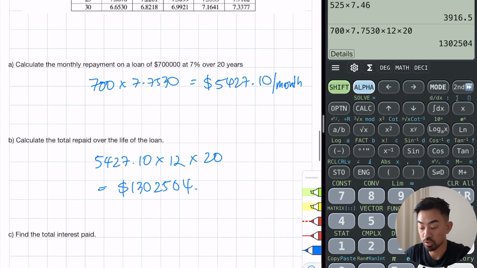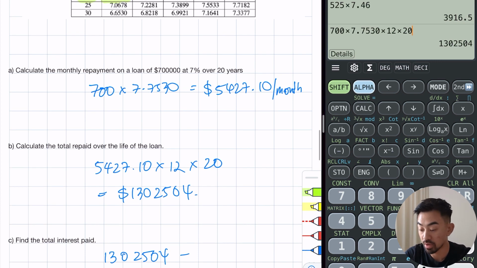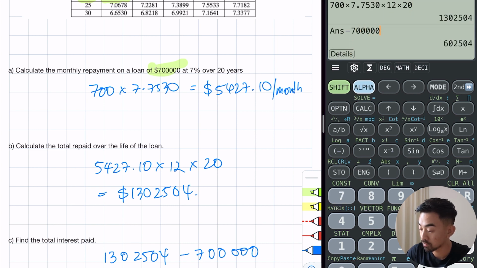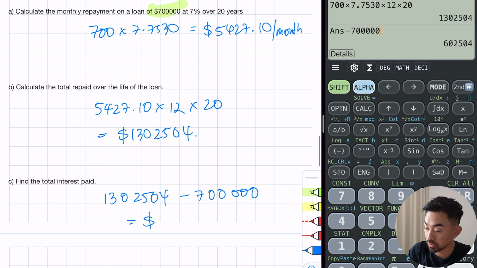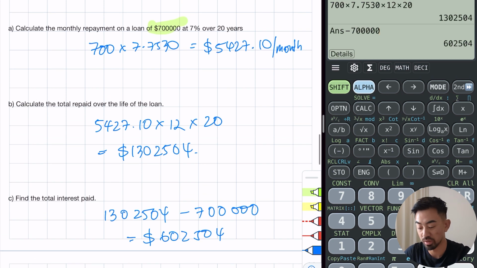Find the total interest paid. Okay, well, easy. They got to repay what we just found. And they're only borrowing, well, not only, but they are borrowing $700,000. Okay, so minus 700,000. So the total interest is $602,504. So pretty significant. And I think that's pretty realistic when it comes to a home loan.